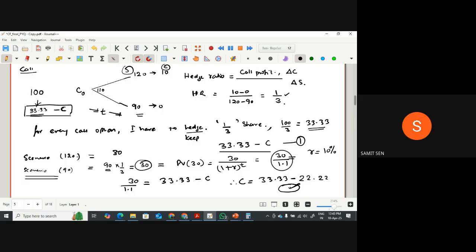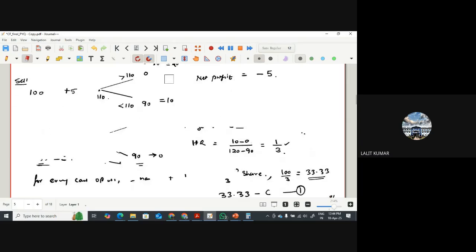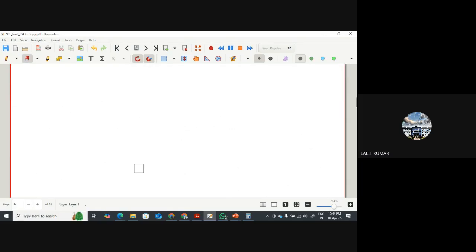Sir, can you explain why you subtract C from 33.33? See, the scenario is like that. I will cover it again. This will be our risk-free return, right? This is the risk-free return. I will cover it again from the starting. There is a share whose value is 100 rupees.